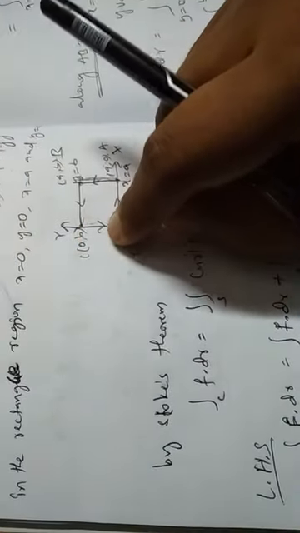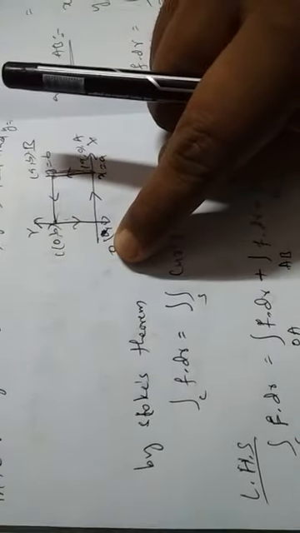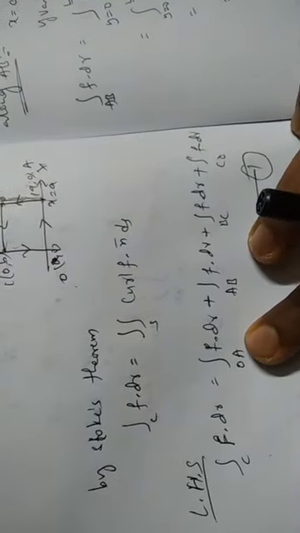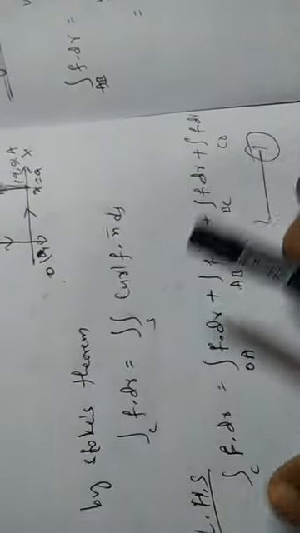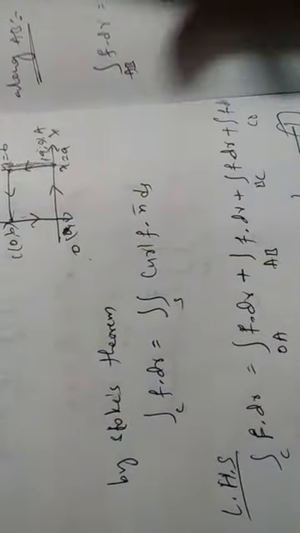Now the LHS is the line integral over C. C is a rectangle here, and that rectangle is divided into 4 lines. So the integration over that vector is the same as the integration over the 4 lines. The integral over C of F dot dr can be divided into the integral over OA, the integral over AB, the integral over BC and the integral over CO. These integrals we need to find one by one. Adding all these 4 integrals gives the LHS.